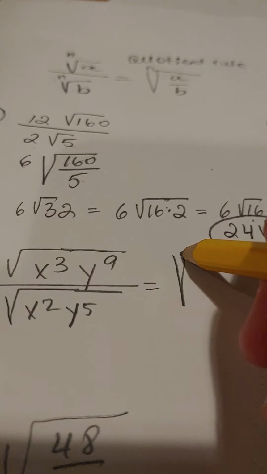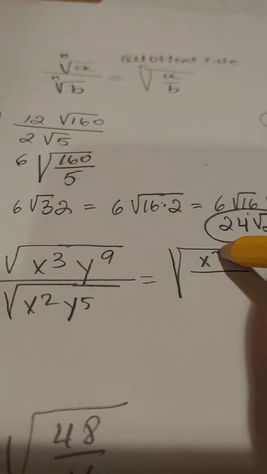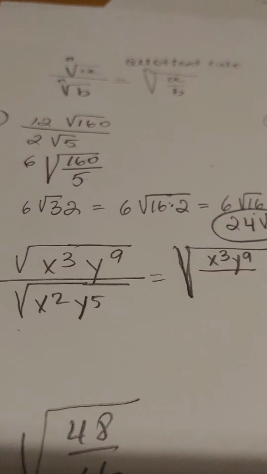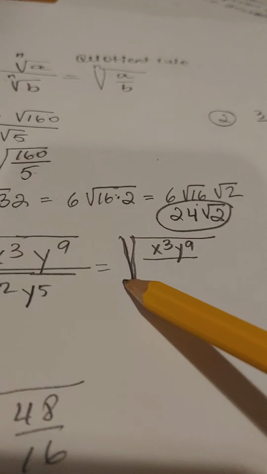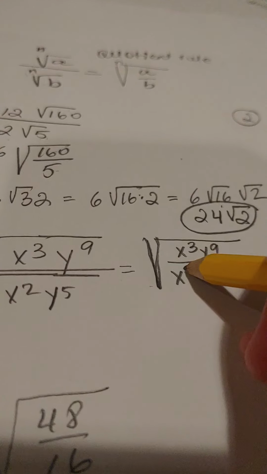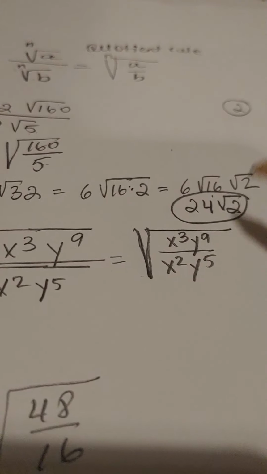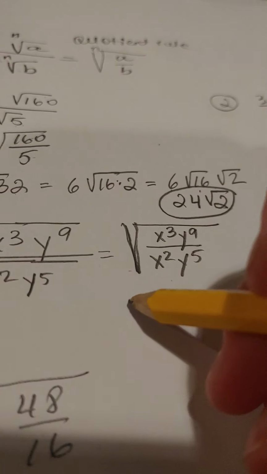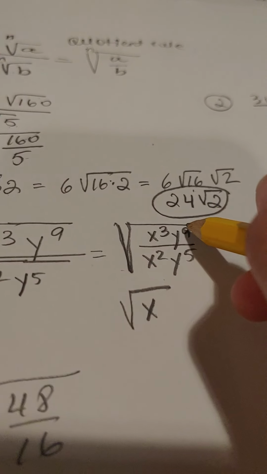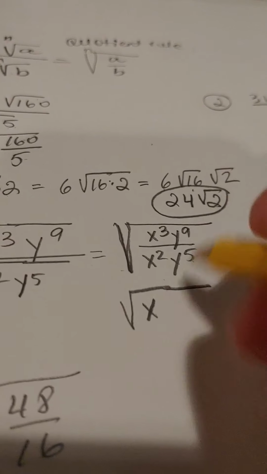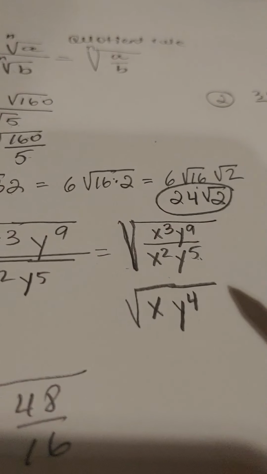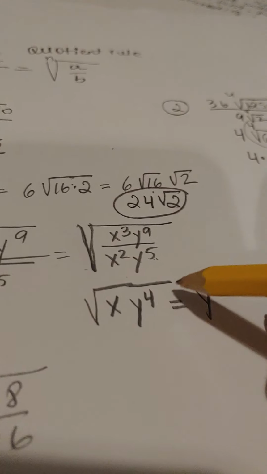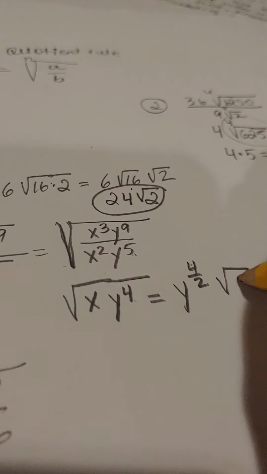I'm going to put everything under the same radical. So it's one radical. We had a radical on top, a radical on the bottom, but according to the quotient rule, we can put one radical and then put all this stuff inside. So now I'm going to divide. X to the 3rd power over x squared is square root of x. Y to the 9th over y to the 5th is y to the 4th. Why? Because 9 minus 5 is 4. Square root of x squared is actually going to be this. 4 goes on top, 2 goes on the bottom, and then square root of x.